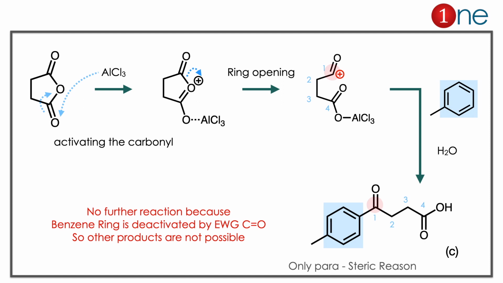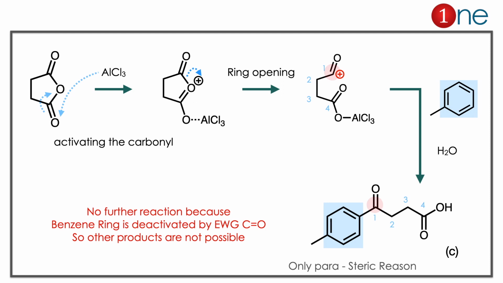Then you are attacking with benzene. Due to steric reasons, the para position is major, so the attack happens there. Next, why is there another possibility? Because you have another acid there, but the reaction is stopped because the electron withdrawing CO group withdraws electron density from the benzene, so benzene becomes less nucleophilic. The reaction is stopped there, which is product C.